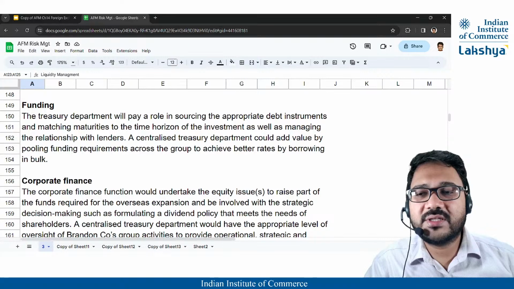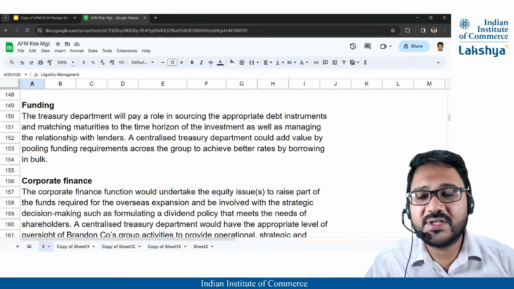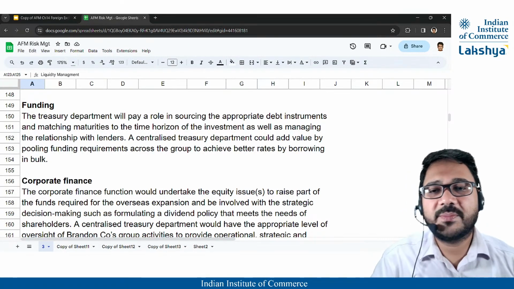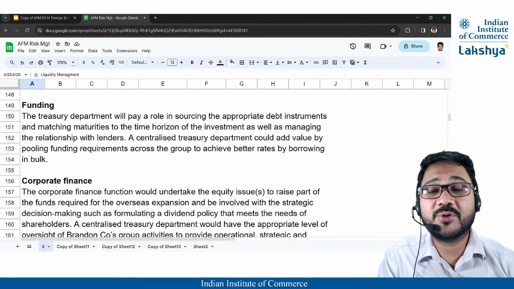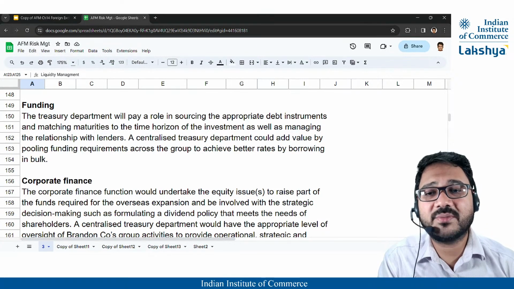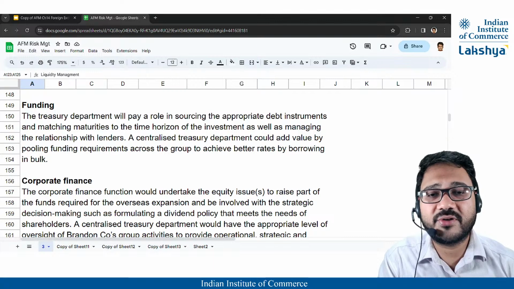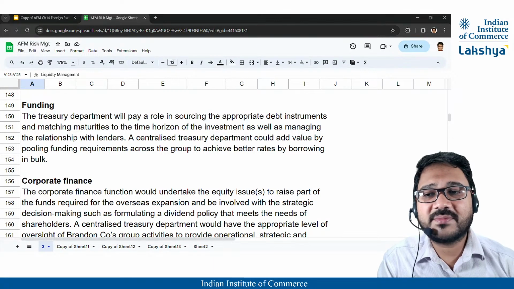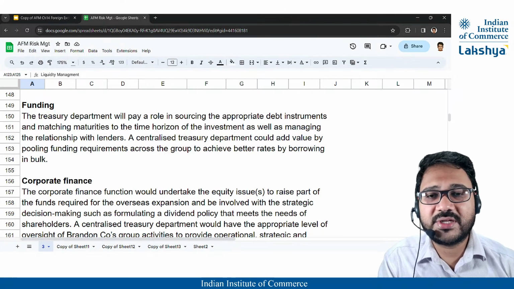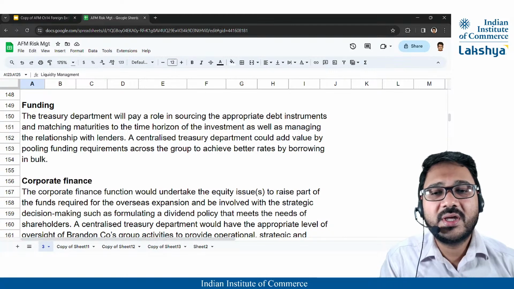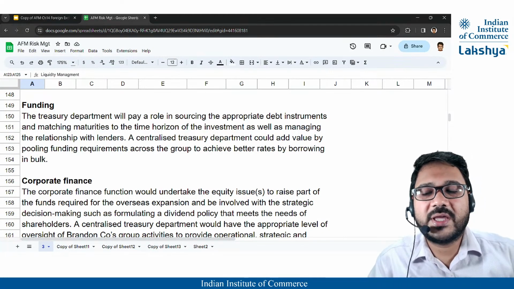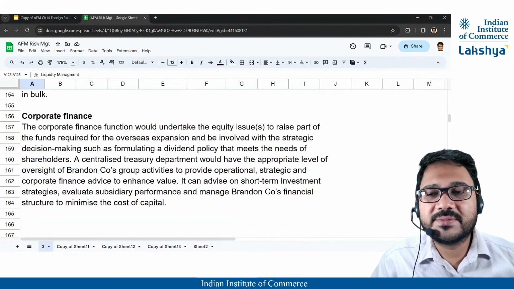Then centralized treasury is better for funding decisions also. The treasury department will play a role in sourcing the appropriate debt instruments and matching maturities to the time horizons of the investment, as well as managing the relationship with lenders. A centralized treasury department could add value by pooling funds required across the group to achieve better rates by borrowing in bulk. It also helps in corporate finance.